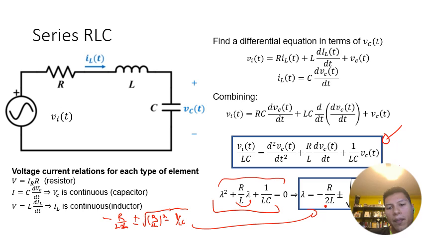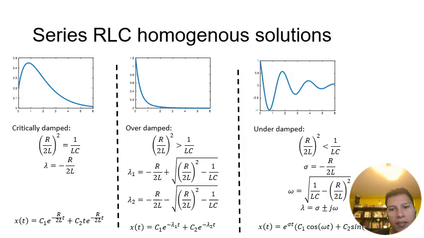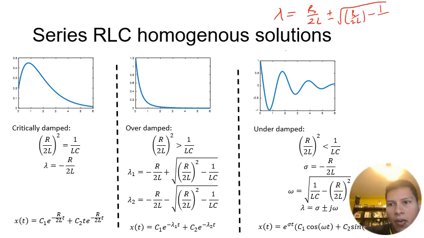All right, so let's now look at this circuit in a little bit more detail, and let's look at how these roots evolve as we change the circuit parameters. In particular, we know that lambda was going to be equal to R over 2L plus or minus the square root of (R over 2L) squared minus 1 over LC.